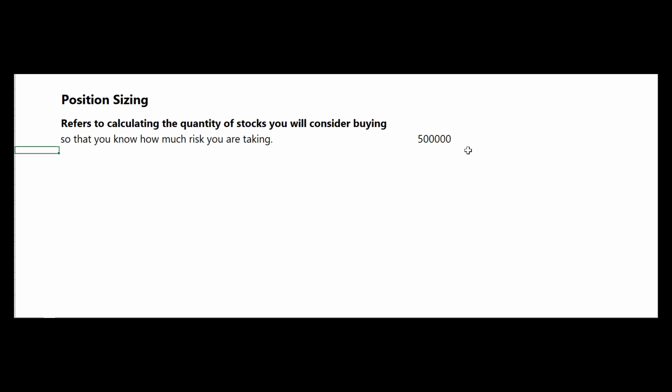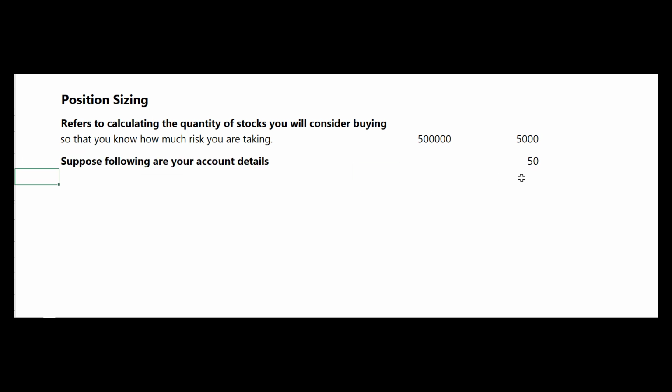Let's say you have 5 lakh rupees, and there is a stock, GRSE, let's say at 5,000, and I just discretionarily buy, let's say, 50 quantity. I don't know how much I am going to lose if the stock fails or if my trade fails. But by following the position sizing rules, we will know how much we are going to lose if that trade fails.